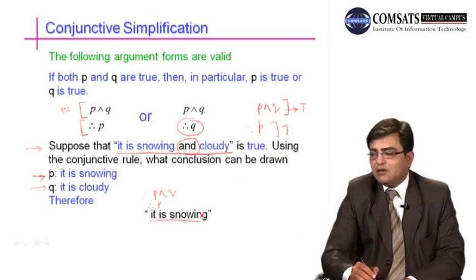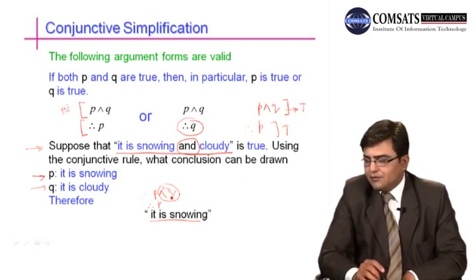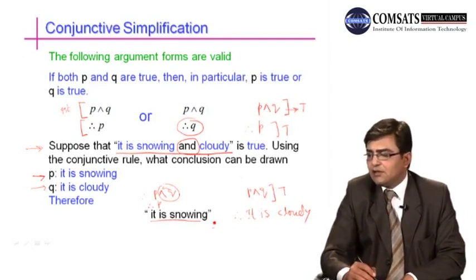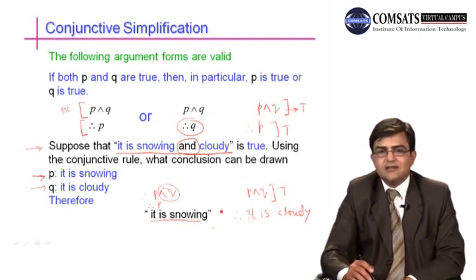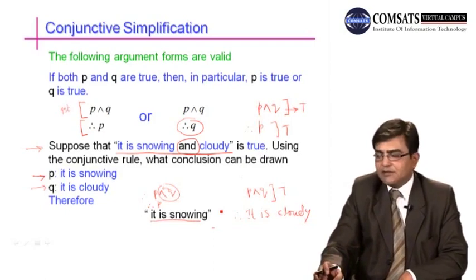We can simplify this from the conjunction of P and Q. Similarly, we can write it is cloudy. This is also true because P and Q is true. If this premise P and Q is true, then we can conclude it is cloudy. We can also conclude it is snowing. So this type of argument is said to be conjunctive simplification. We simplify the compound proposition.